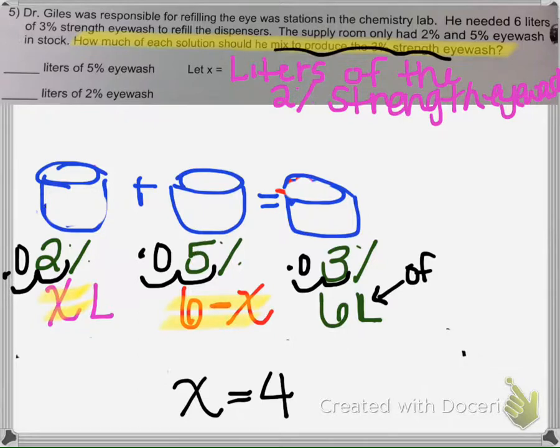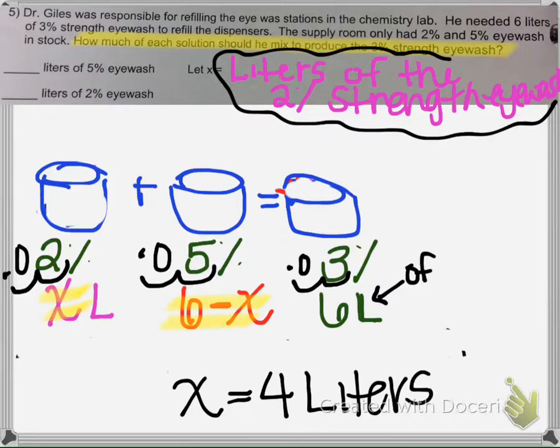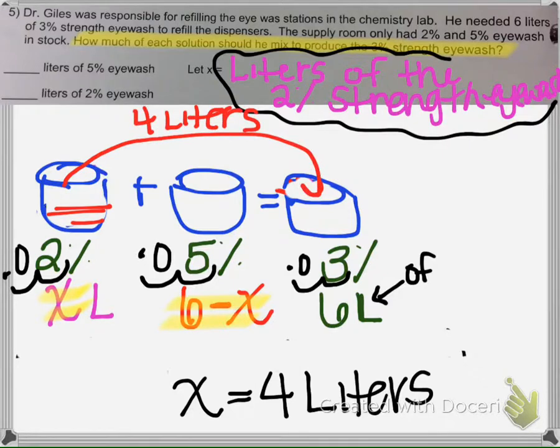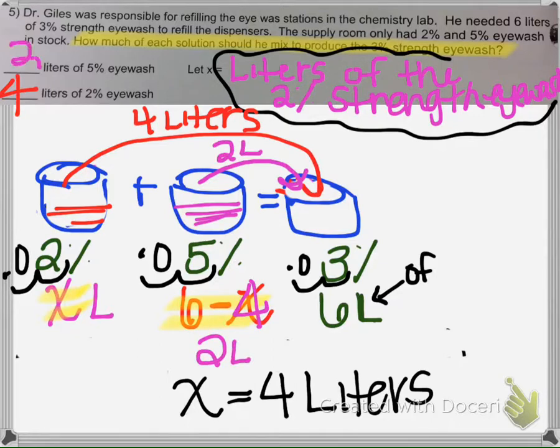And if we go back and read our let statement, it says x represents the number of liters of 2% strength. So that means I'm going to pour in from here 4 liters. And then we want to know how much of this one I'm going to pour in. Well, if we put the 4 back in here, 6 minus 4 is 2. So we are going to pour in 2 liters of this one.